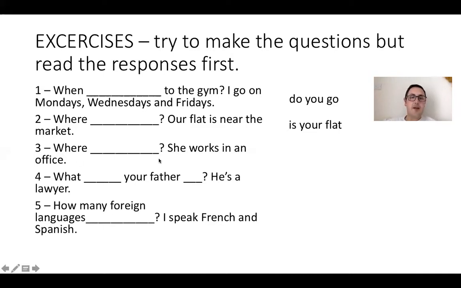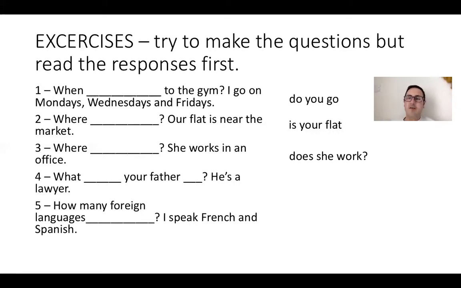And then look at the next one. She works in an office. So she works is not connected with the verb to be. And then office is a thing, right? It's not a me or a you, it's a thing. It's an it. So therefore, where does she work?